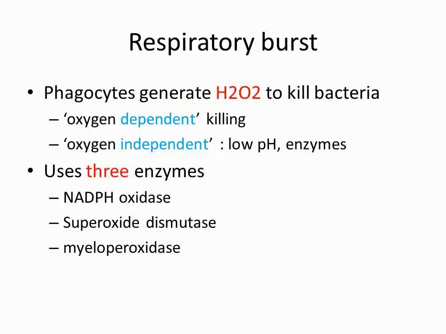So NADPH is used in the respiratory burst, which is killing. In oxygen independent killing, there will be low pH and enzymes will work for killing the bacteria. There are 3 main enzymes for the respiratory burst. One is NADPH oxidase, second is superoxide dismutase, and third is myeloperoxidase.